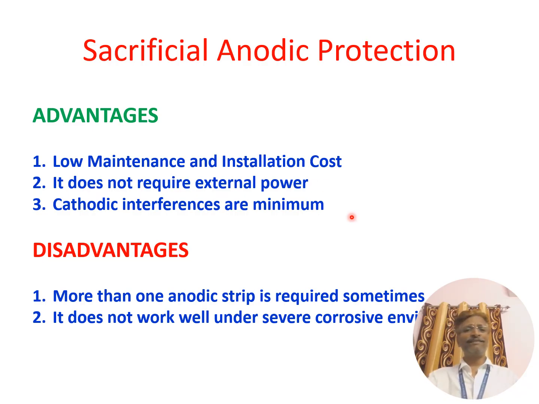Your object is still as it is, just connecting via a wire with the anode. It does not require external power supply. There is no need to supply any power. Cathodic interferences are very minimum, because in the next method we are using electric current. Disadvantages: more than one anodic strip is required sometimes. It does not work well under severe corrosive environments. Okay, these are all the disadvantages.